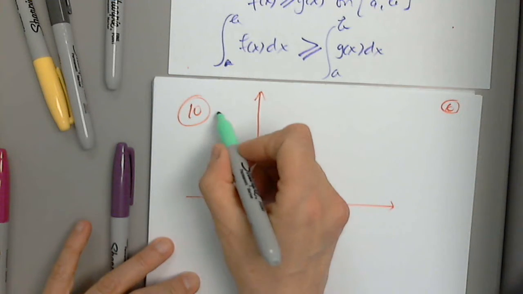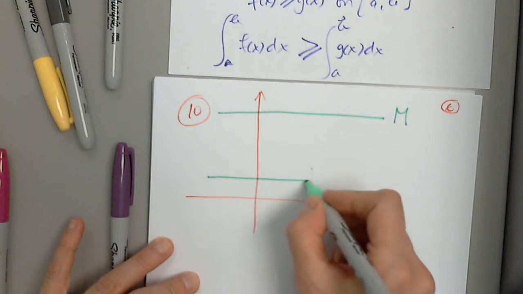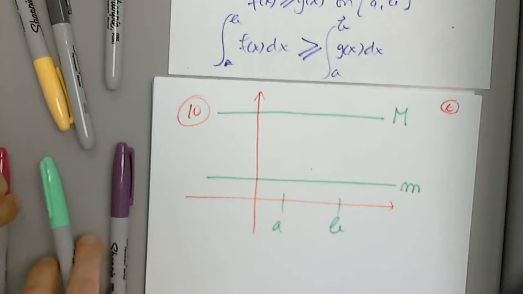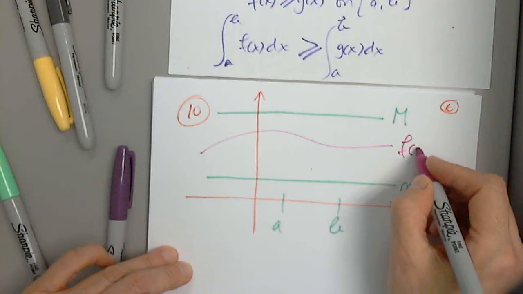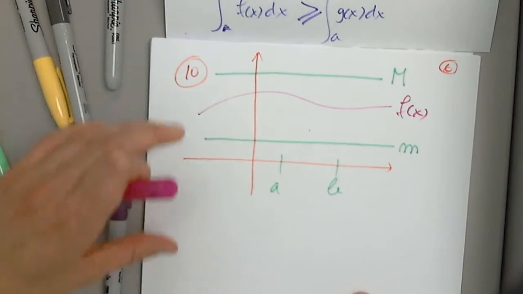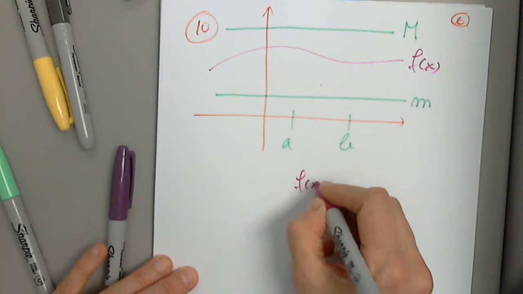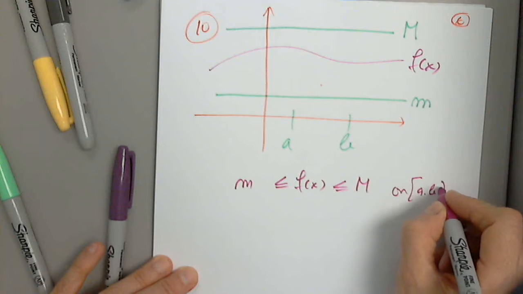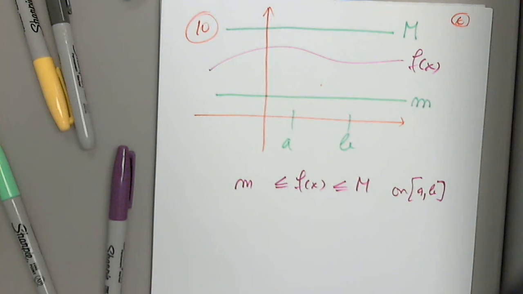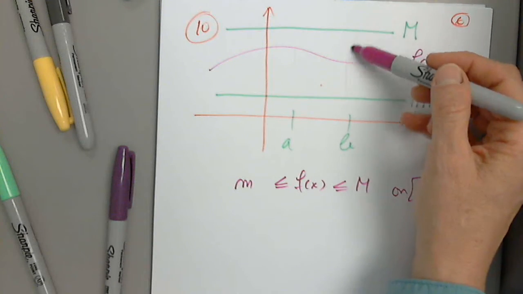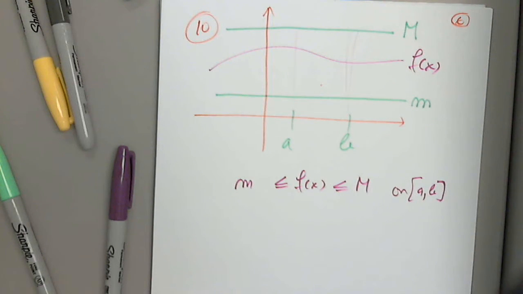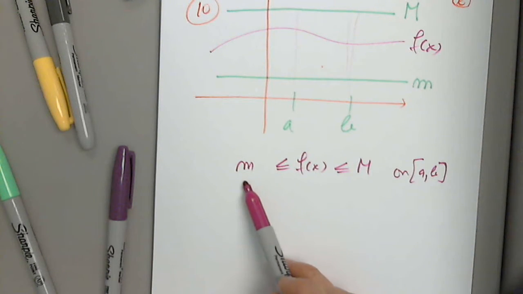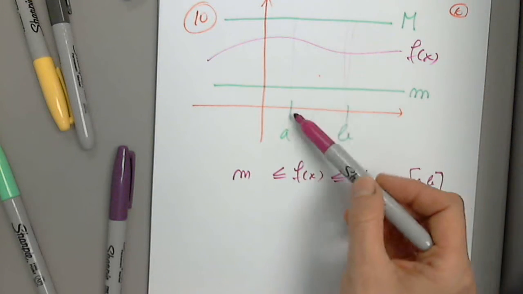So let's say this is M. This is the interval a comma b, and our function is somewhere here. Would you agree if I write that f of x is between little m and uppercase M on the interval a comma b? I don't know what happens outside of the interval a comma b, and I'm only interested in the action between a and b. Would you agree with this? That f of x is definitely greater than m and less than uppercase M anywhere between a and b?